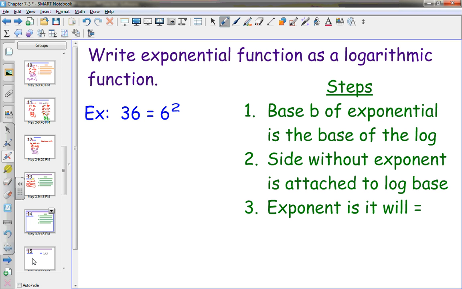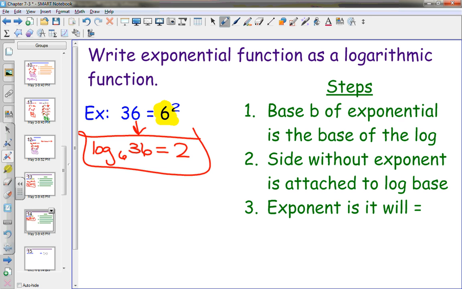Okay, what do I do here? Find my base. Your base is 6. So now what do I write? Log base 6, leave the space, write the equal sign, and what goes across the equal sign? The power, which is 2, and what drops down? 36. That means 6 squared is 36. Do we understand that?